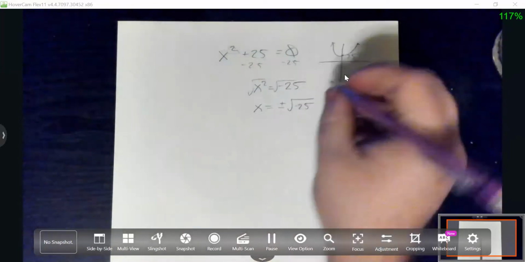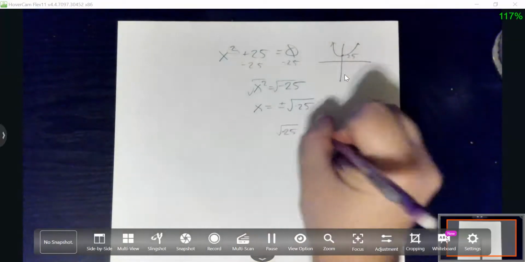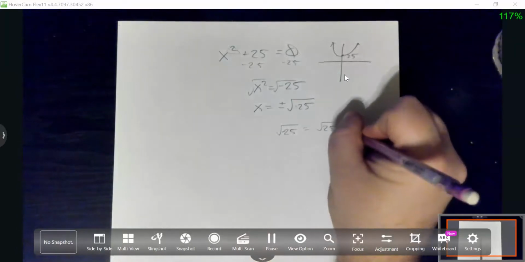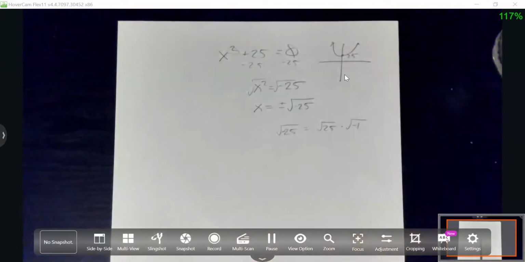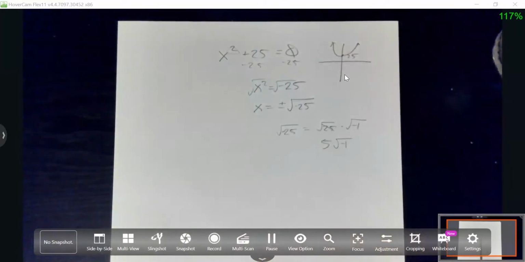Well, we know we can break up roots. So we know that the root of negative 25 is the same thing as the root of 25 times the square root of negative 1. Well, root 25 is easy, so that's 5 times the square root of negative 1. And this is where we got stymied for a long time. So what if we could work with that square root of negative 1? What if there is actually something that works?